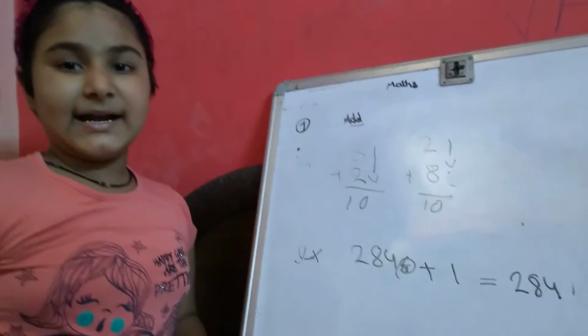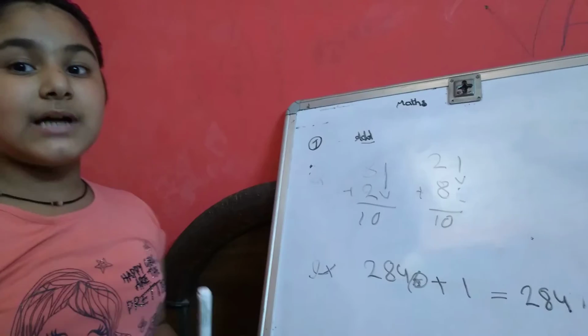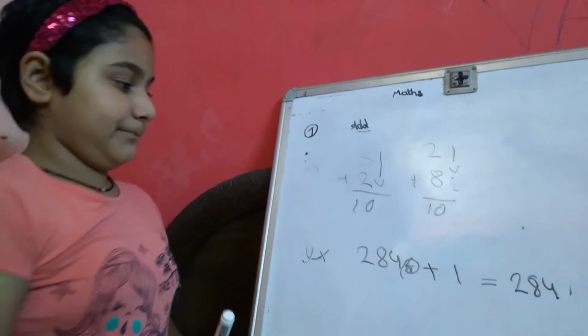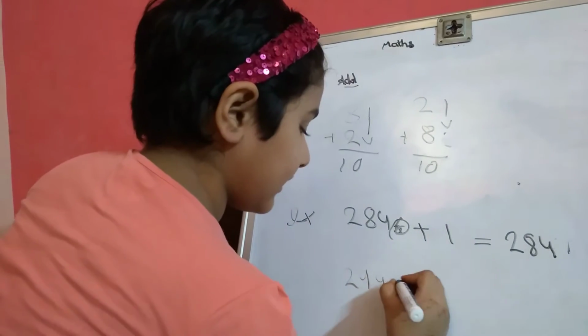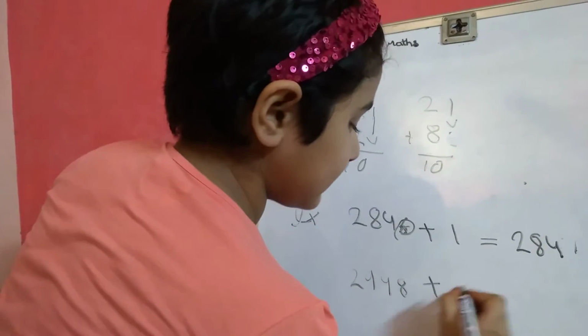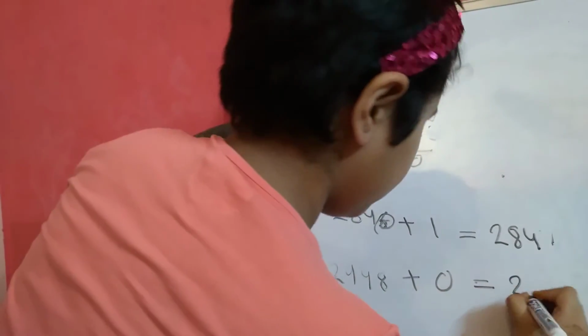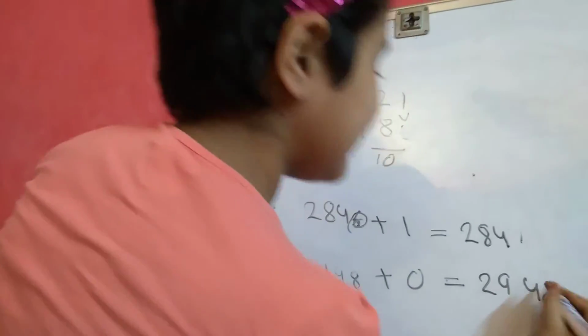We add any number to 0, the answer remains same. Like 2948 plus 0, the answer is 2948.